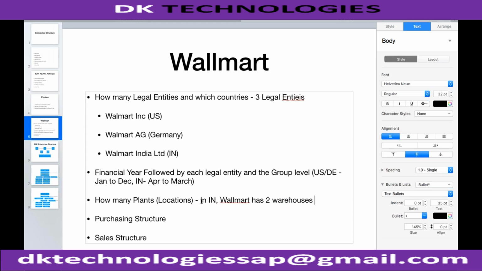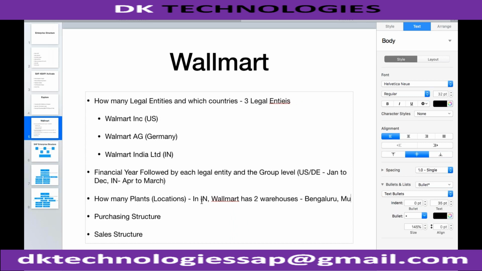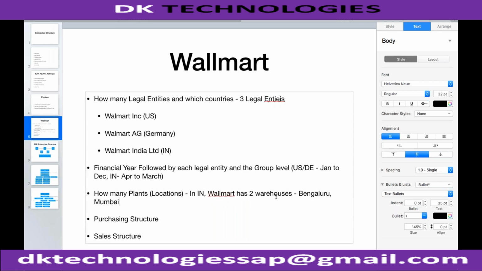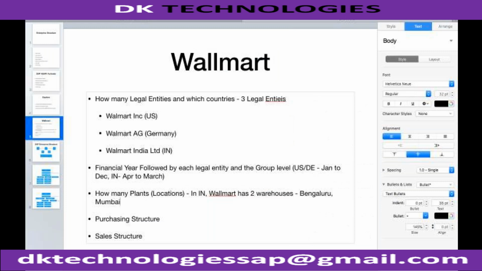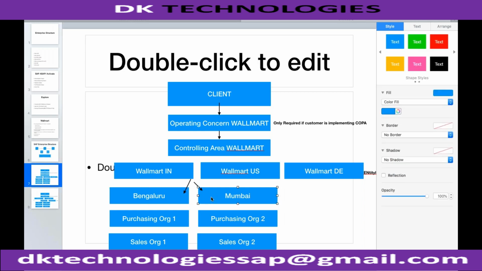Just for example, one in, let's say, Bangalore, and second in, let's say, Mumbai. So these are the 2 plants confirmed by Walmart that I want to set up in SAP. So here in SAP, I will say plant 1. You can see within Walmart India, plant 1 is in Bangalore and second is within Mumbai. So these are my plants. Within my company code, these are my different plants.